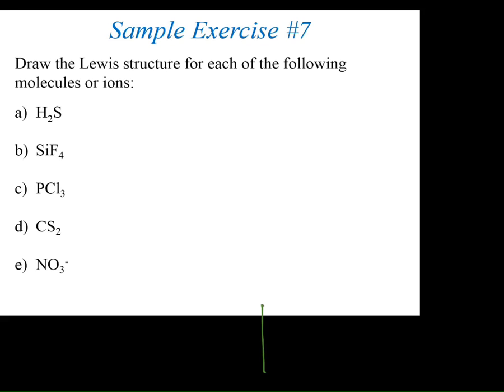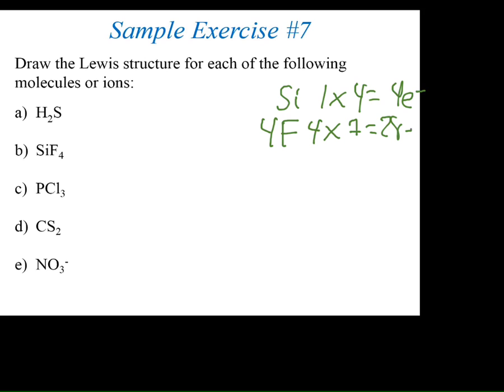SiF4. So step one, add up all of the valence electrons. So I've got a silicon and I've got 4 fluorines. How many does each silicon contribute? 4. How many does each fluorine contribute? 7, so that's 28. So I have a total of 32 valence electrons to account for. So when I'm all done, I got to have all 32 in there. I can't have more, I can't have less, else I've done something wrong.